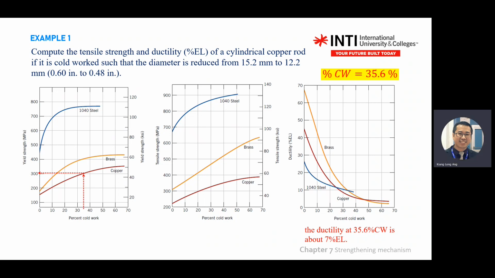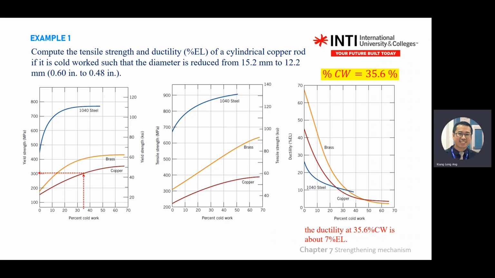First, you go to the 35% around there. You move up, and we are dealing with copper, so you look at the copper line. Don't look at the wrong one. You have three materials here, and of course, when it comes to the test, you have more lines there. The purpose is to confuse you. So don't get confused by the lines.